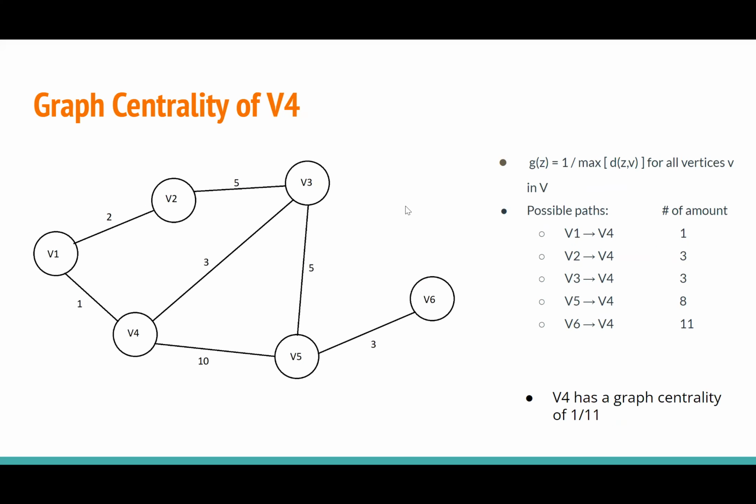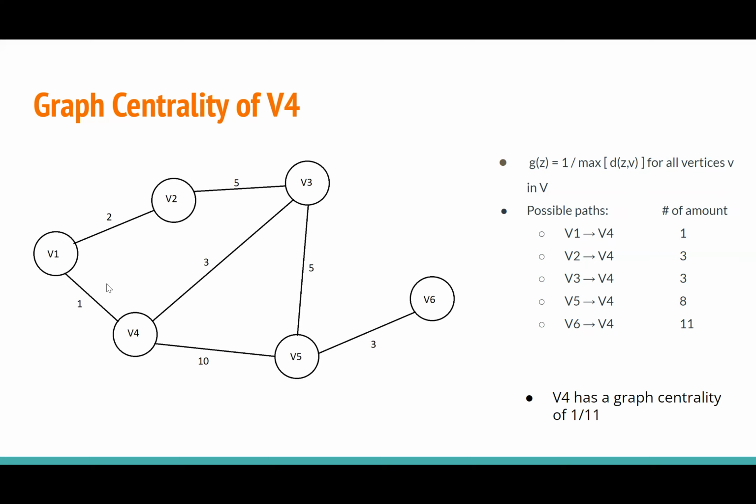The graph centrality, remember, is the max distance that a focal vertex is from another vertex. So G of Z equals 1 over the max of D of ZV. And remember, D of ZV is the shortest path from focal vertex Z to all other vertices. Then we're finding the maximum of all of those.